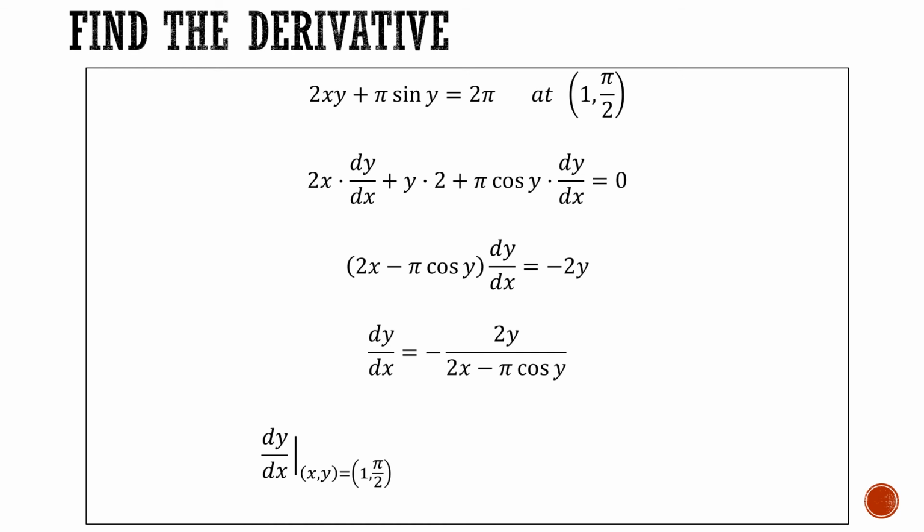So I'm using my notation. This straight up and down line means such that. So I have dy/dx such that (x, y) equals (1, pi over 2). And then I'm just going to plug in that 1 for my x and pi over 2 for my y. Once I get that, I can simplify, and I'm left with negative pi over 2.